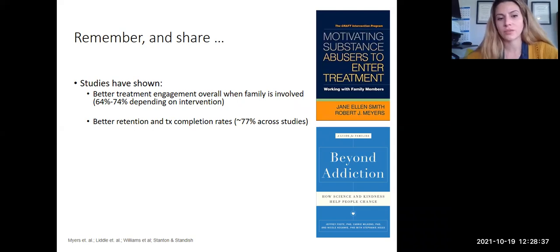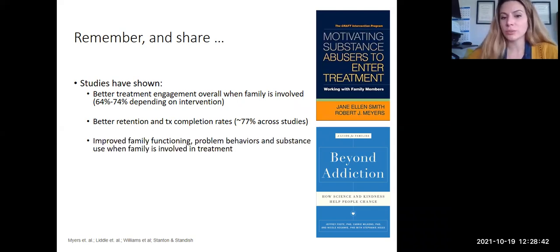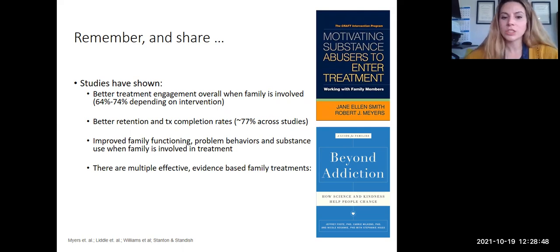involved, 64 to 74%, depending on the intervention, that there's better retention and treatment completion, about 77% across studies, and that we see improvement in family functioning, problematic behaviors, and substance use when CSOs are involved, and that there are actually effective evidence-based treatments that you can refer patients to that want to have a higher level of involvement with their CSO, such as CRAFT, CBT, IPT both have family pullouts.